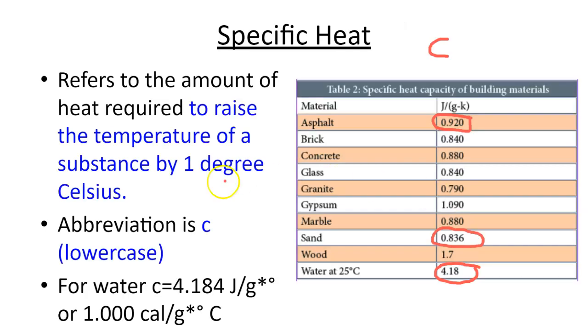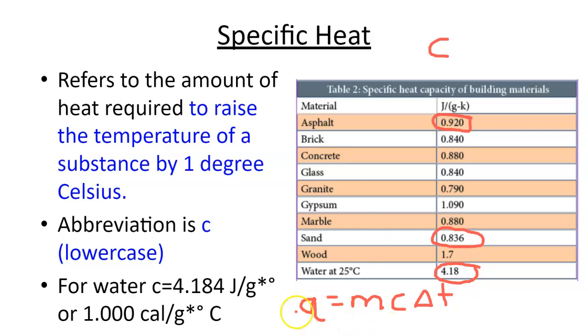It's also what we call a constant, which means anytime we have water, when we're using our Q equals mc delta T equation, you're going to plug in 4.18 joules per gram times degree C for C. Okay. All right, so what about the delta T?